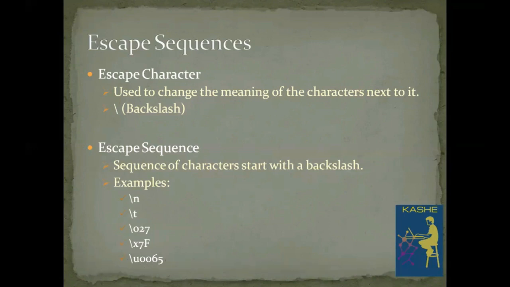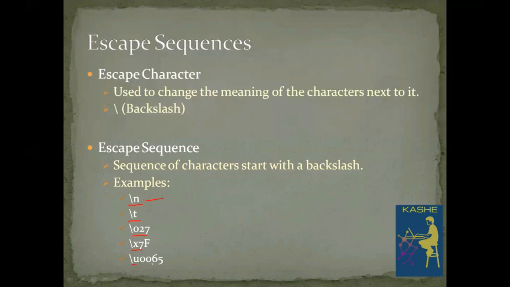See, I have mentioned various examples for the escape sequences here. The first one is backslash n, where backslash n represents line feed. By using that backslash, automatically we are changing the meaning of n to a line feed. Here, by using a backslash, we are changing the meaning of t into a tab. And then backslash o represents octal number. Backslash x represents hexadecimal number. Backslash u represents Unicode number.